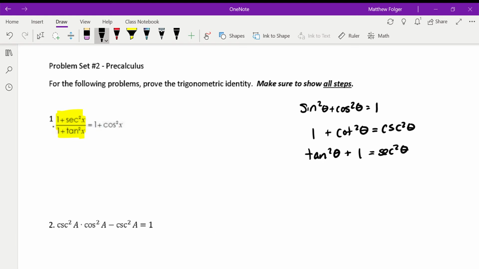Now those are given to you, those are on your formula sheet. You don't have to memorize them necessarily. You can if you want, it's not a big deal if you don't.